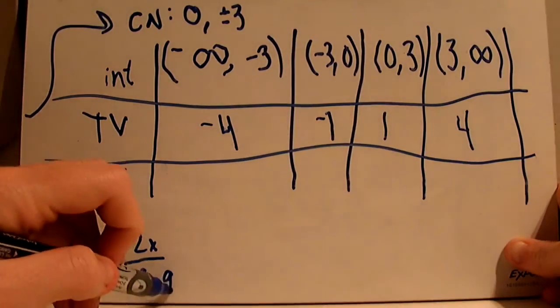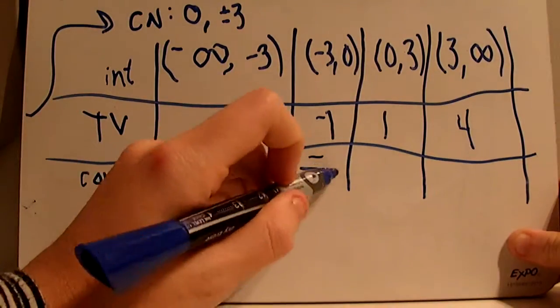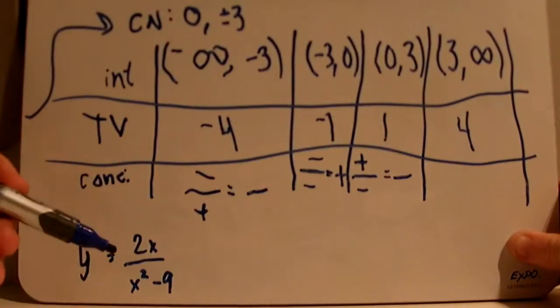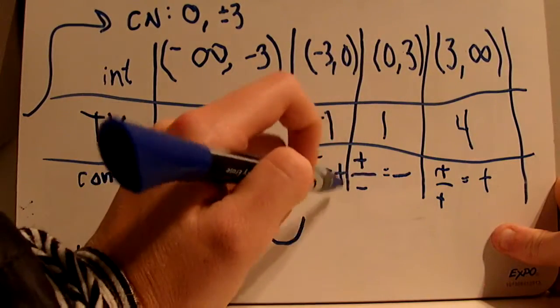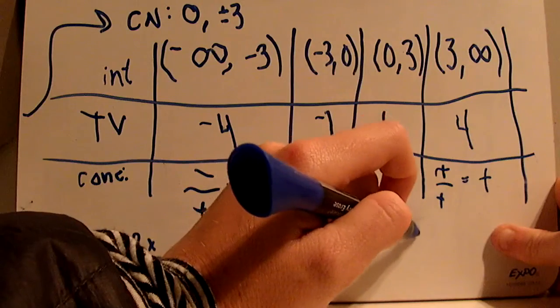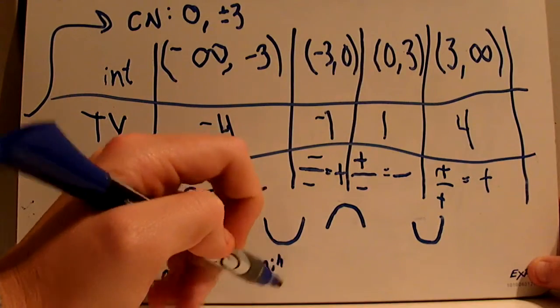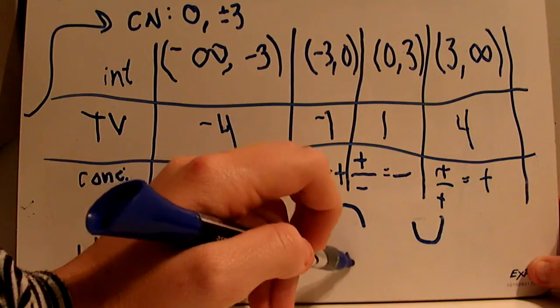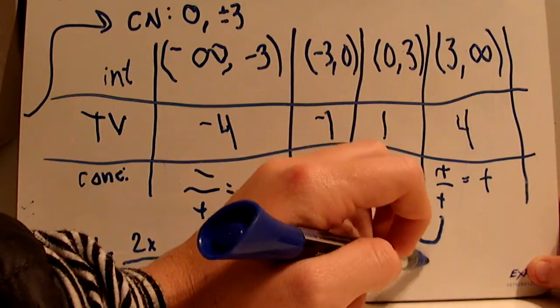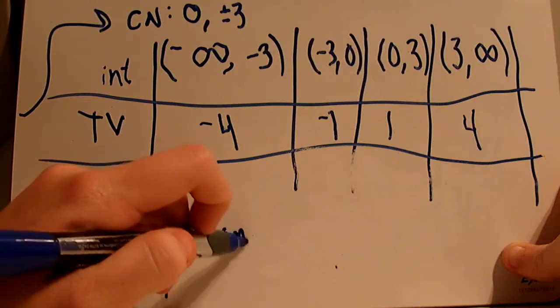I'm rewriting my derivative down at the bottom, and here I just plug in the test value to the top and the bottom of the fraction and look at what the sign is overall. Then when it goes from a negative to a positive, it's a min. From a positive to negative, it's a max. And then from a negative to positive again, that means it's a min again. So that's the relative extrema of the function.